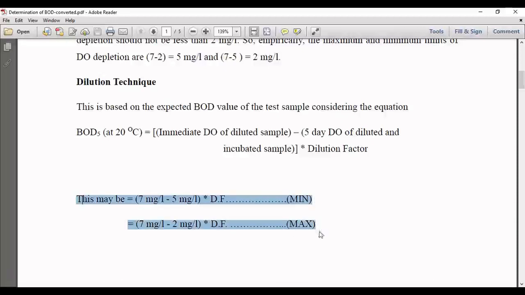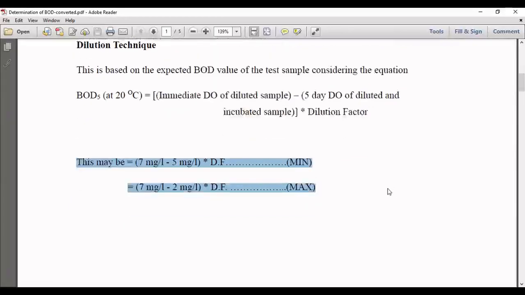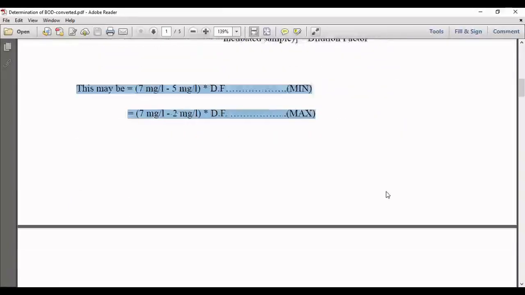So by using this particular formula, this is also one of the very important questions from your oral point of view, right?